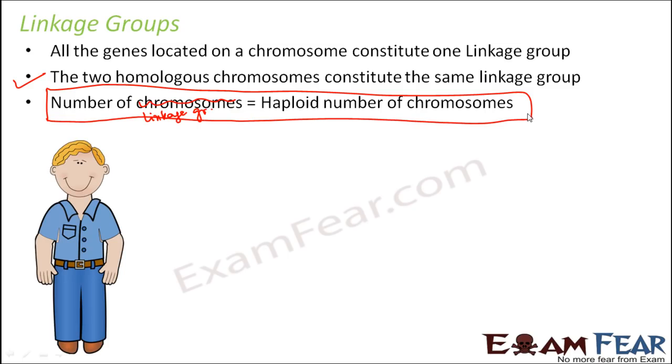If you take the example of human beings, how many total chromosomes do we have? We have a total of 46 chromosomes, so we have 23 pairs of homologous chromosomes. Correct? So how many linkage groups do we have? We will have 23 linkage groups, because both chromosomes of a homologous pair are under one linkage group. Basically the number of pairs of homologous chromosomes, or the haploid number of chromosomes, that is half the total number of chromosomes, is equal to the number of linkage groups.